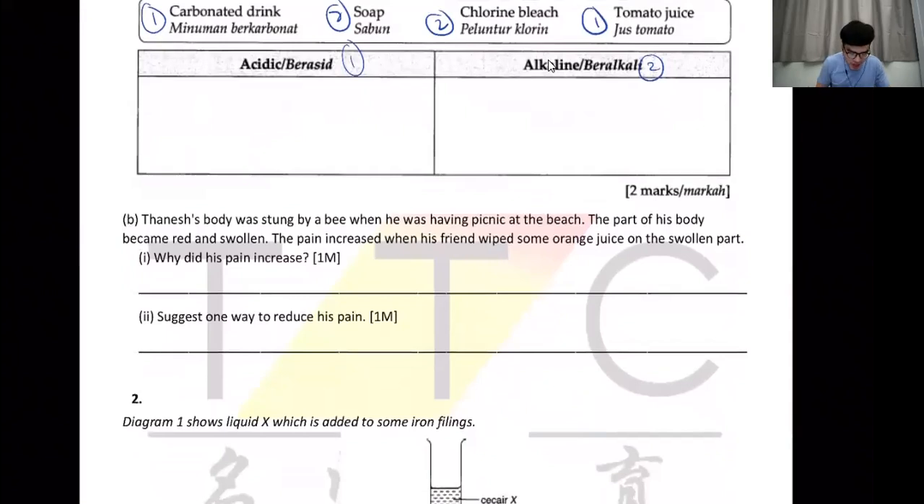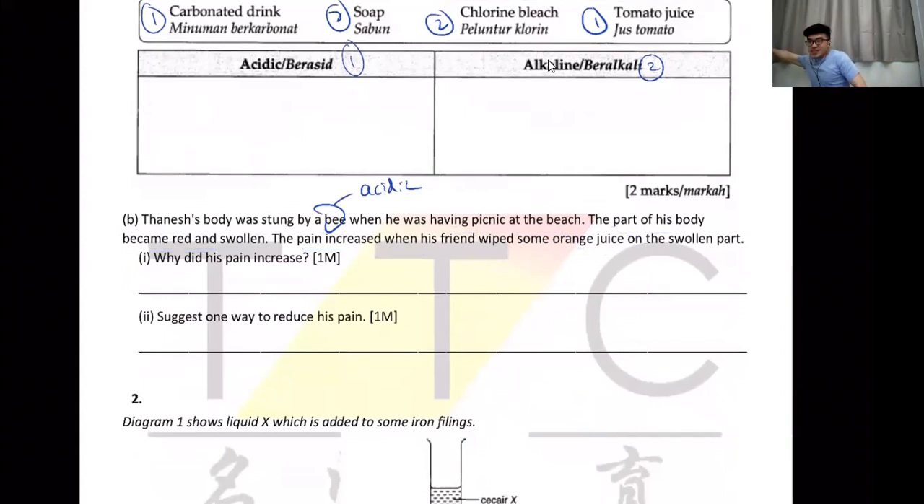All right, so number B. Tanesh's body was stung by a bee. This is not mentioned in the notes. A bee sting is acidic. So while having a picnic at the beach, the part of the body becomes red and swollen. The pain increased when his friend wiped some orange juice on the swollen part.